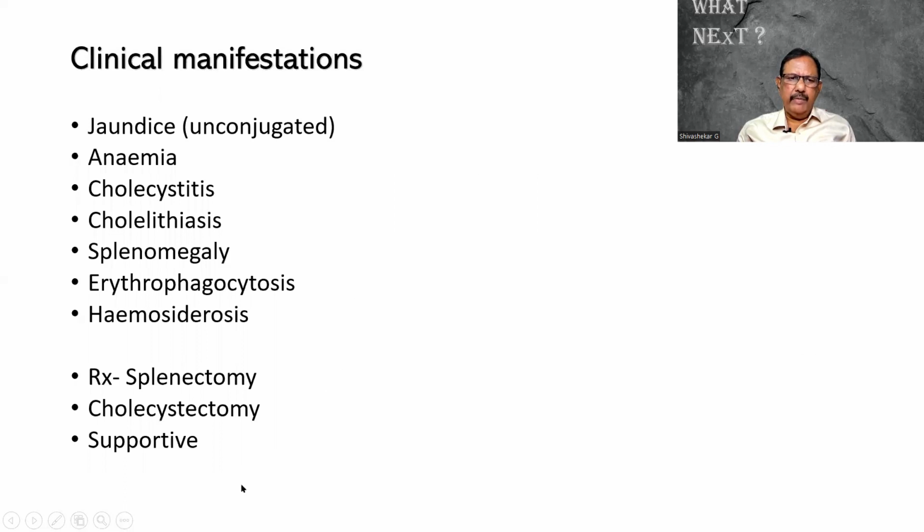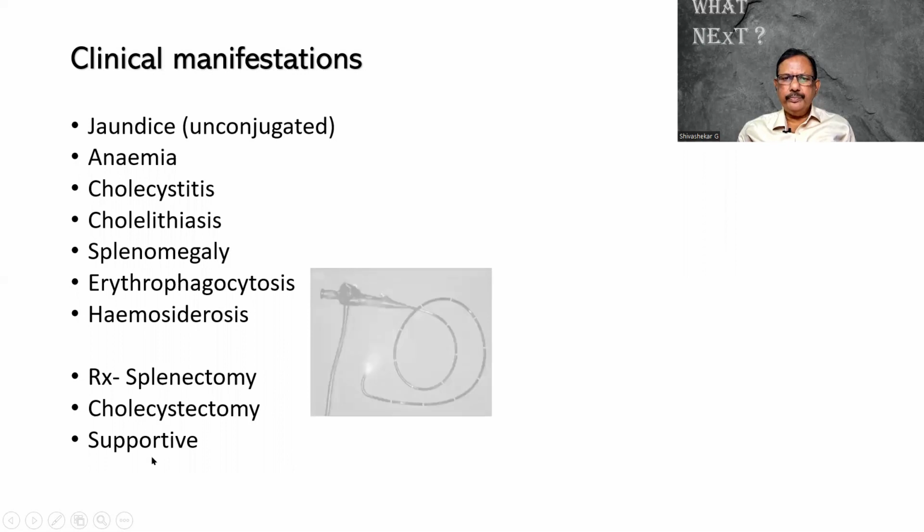These are all the clinical manifestations. You can go through it. Anemia, cholelithiasis, splenomegaly. Hemochromatosis is by itself a separate topic. The iron is deposited elsewhere. Splenectomy can be a treatment. Cholecystectomy can be a treatment. Splenectomy is done because the phagocytosis can be prevented. But still, spherocytes will stay. They will have a longer lifespan without being destroyed. Of course, supportive treatment is needed for the patient.